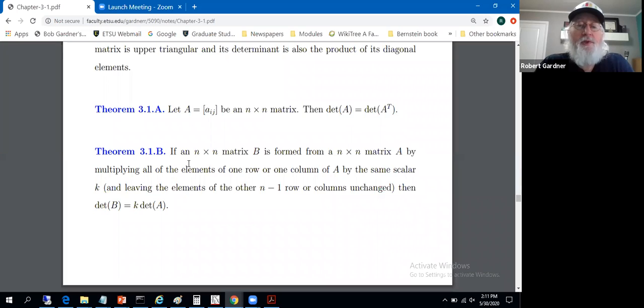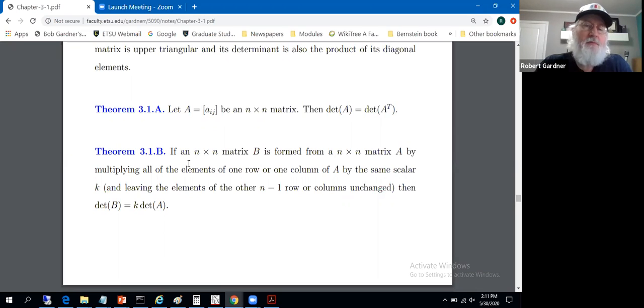Now, what we want to do in the next 3 results, and we'll go through the proofs of these, is look at how elementary row operations affect determinants. What are the elementary row operations? There are 3 of them. I can multiply a row by a non-zero constant. I can interchange 2 rows, swap 2 rows. And I can add a multiple of 1 row to another row. Those are the 3 elementary row operations. We're going to see how those affect determinants.